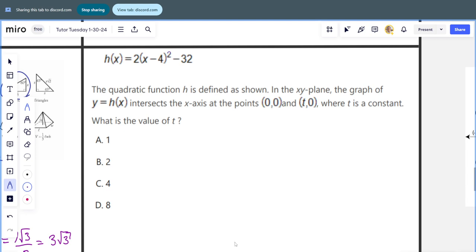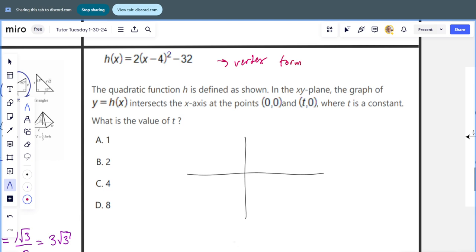So here we have a quadratic function. The graph of y equals h of x intersects the x-axis at the points 0, 0, and t, comma 0. What is the value of t? Honestly, I would just Desmos this. But you'll notice if you sketch it out by hand, it opens upward, and it is also in vertex form.